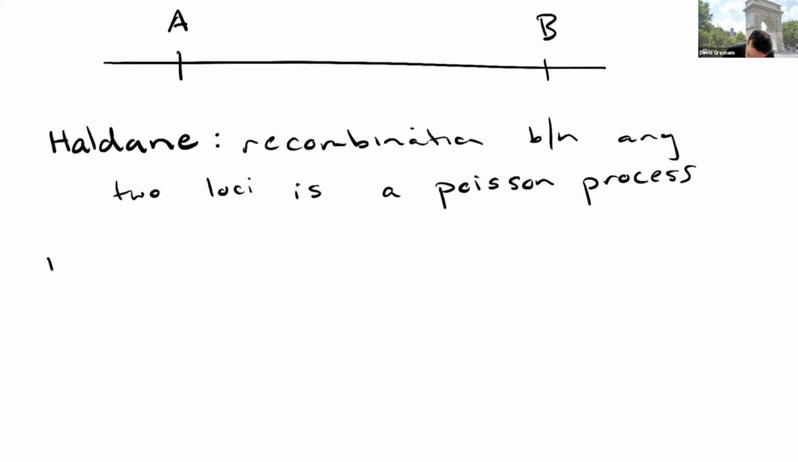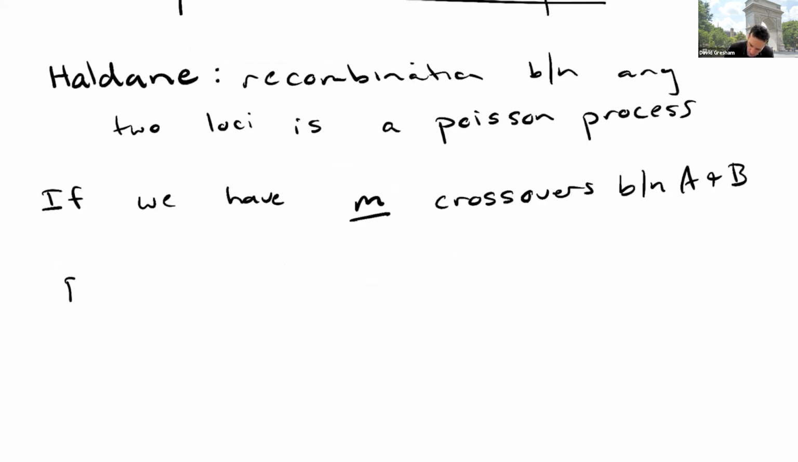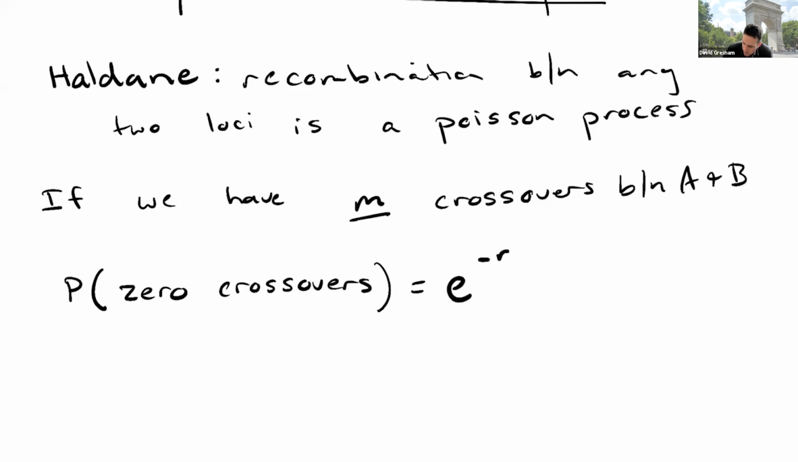So let's consider the following case. If we have m crossovers between A and B, where m is our number of crossovers, then using the Poisson formula, we can calculate the probability of having 0 crossovers, which is e to the negative m multiplied by m to the 0 divided by 0 factorial, and this luckily disappears because that's equal to 1. And so the probability of having 0 crossovers is e to the negative m.